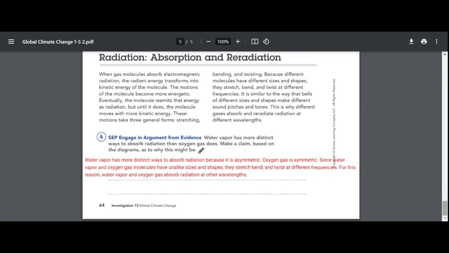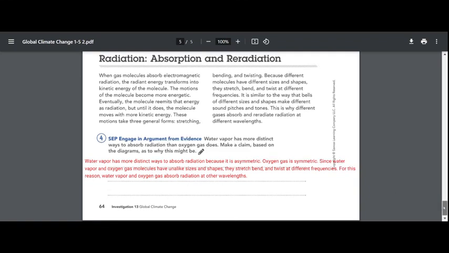Let me give you a hint. Water vapor has more distinct ways to absorb radiation because it is asymmetric. Oxygen gas is symmetric. The water molecule is bent. It's shaped like this, right? Oxygen is in the middle, and then hydrogen is sticking out like this, right? So that's why water is asymmetrical. But oxygen gas, it's pretty flat, right?